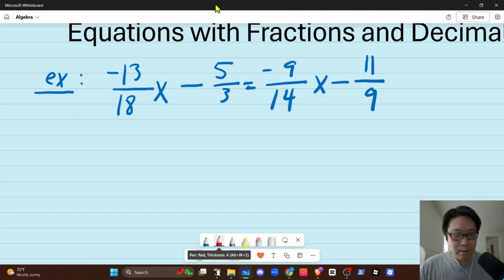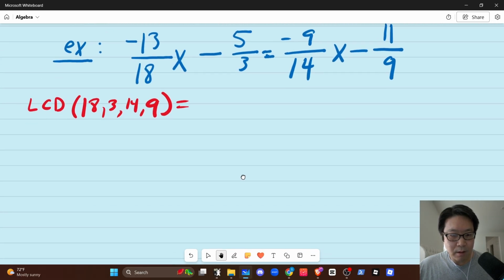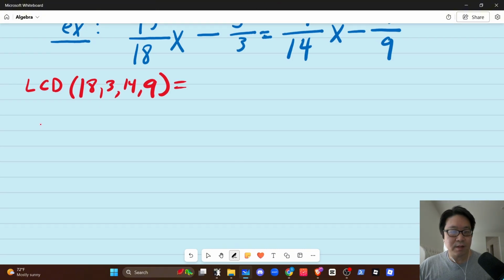We're going to find the LCD of 18, 3, 14, and 9. And the easiest way to do this is actually not to list out your multiples of 18, 3, 14, and 9. It's actually to use something called prime factorization. Okay. You're going to prime factorize each number in the following manner.